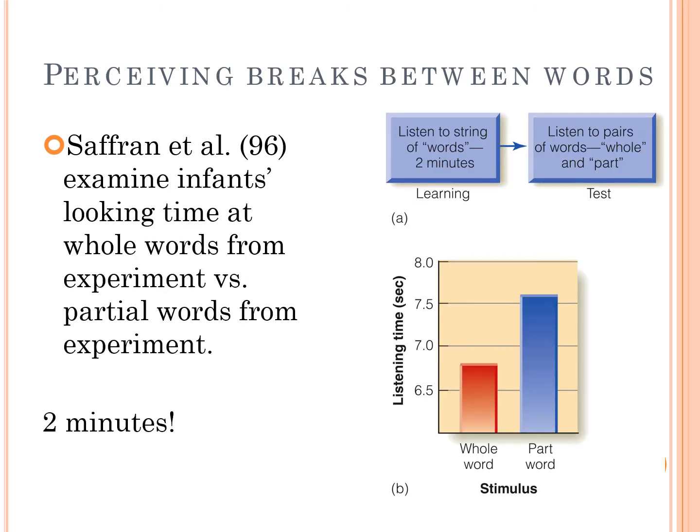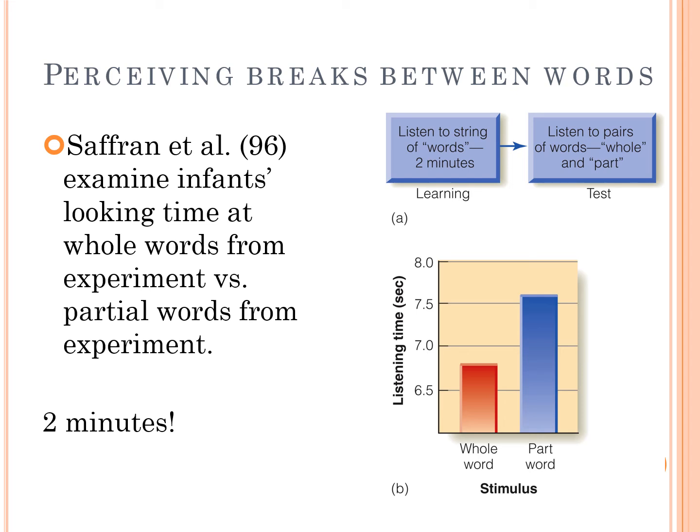So Jennifer Saffran and her colleagues, these were actually 8-month-old infants, examined infants' looking time at whole words from the experiment versus partial words from the experiment. So whole words from the experiment, where they are repeating that bidaku, padoti, golabu, tupiro, versus partial words from the experiment, where they were using those same syllables but mixing and matching them differently. So they were no longer the words from the experiment, but all of the syllables from the experiment were the same. And I'm going to explain this looking time measure.